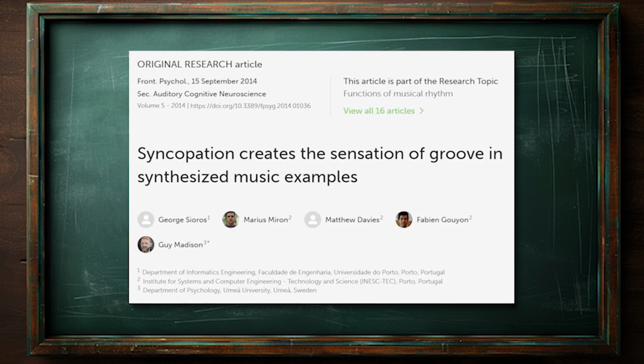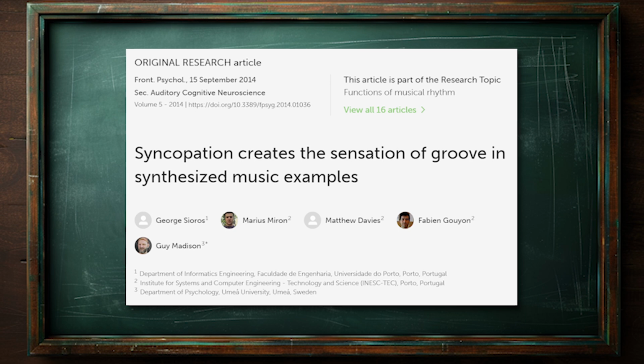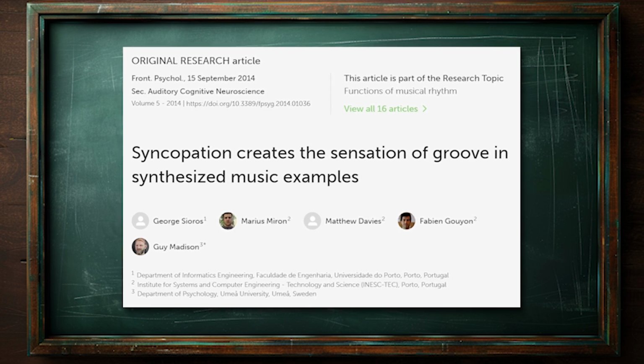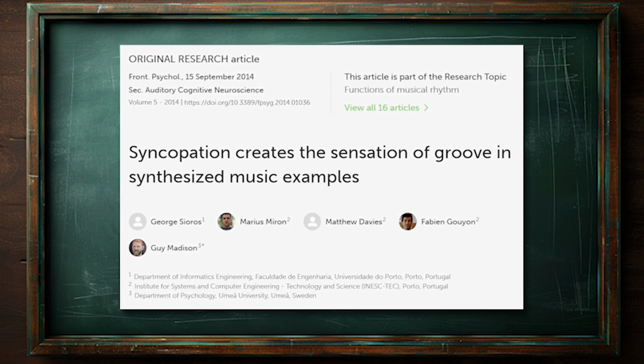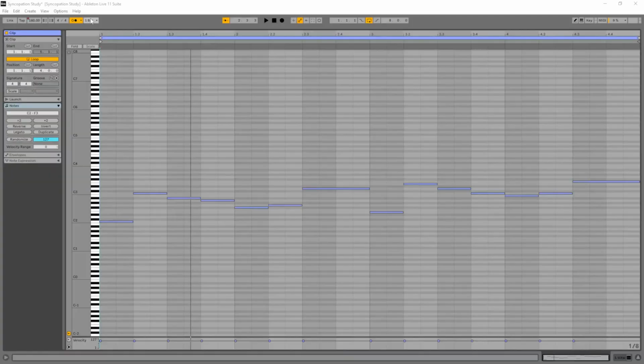In this research study, Sioros and company took melodies without syncopation and added syncopation to them in a very formulaic way. Here's an example of a melody without syncopation.